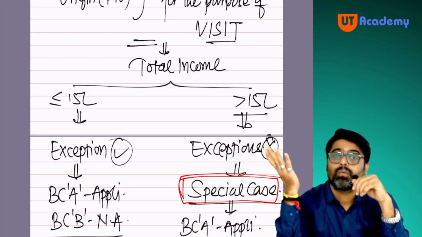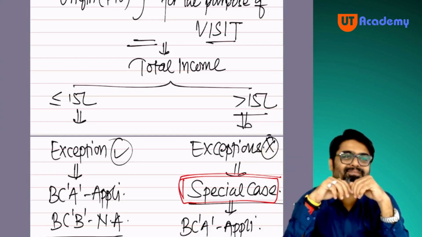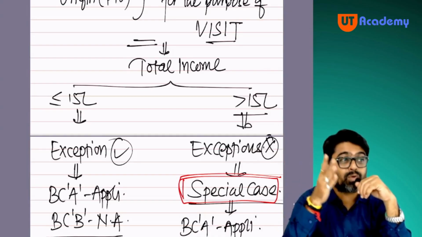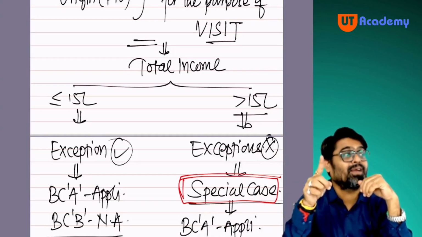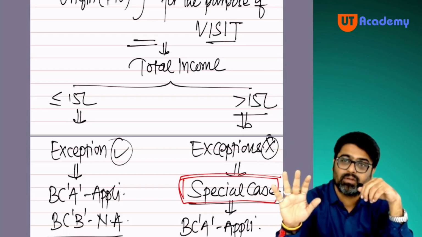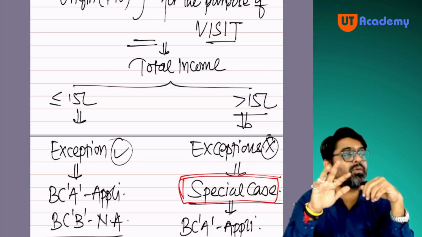Directly call them non-resident. But before that, a hurdle will come. It is not easy to become non-resident. You cross that hurdle, 6(1)(a). Only then you will become a non-resident. Will you remember this?